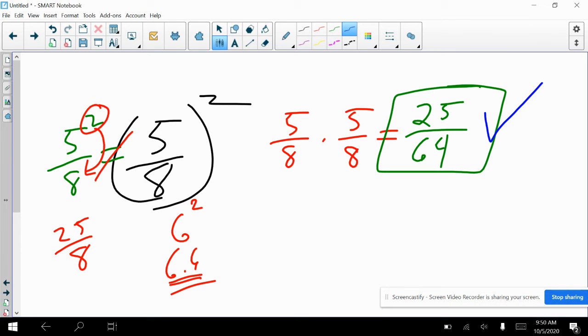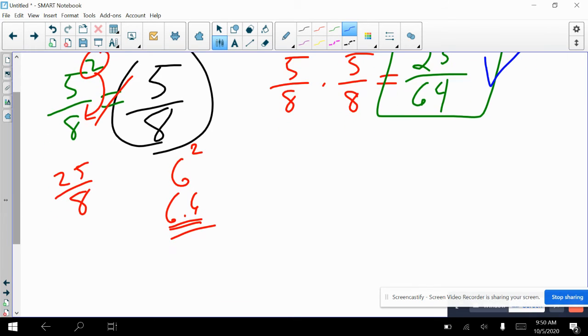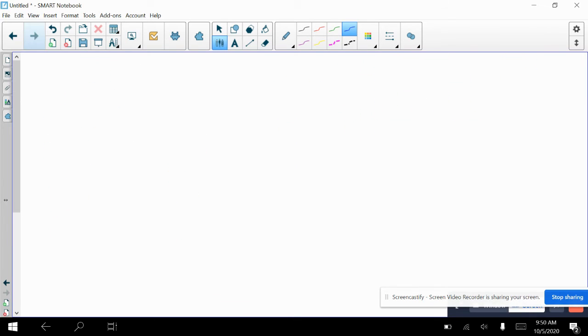5 doesn't go into it. 2 doesn't go into it. 3 doesn't go into them. Okay, it has to go into both of them evenly. So far, so good. Okay. What if we have this?